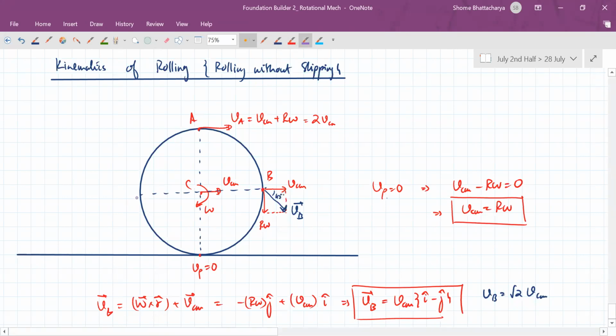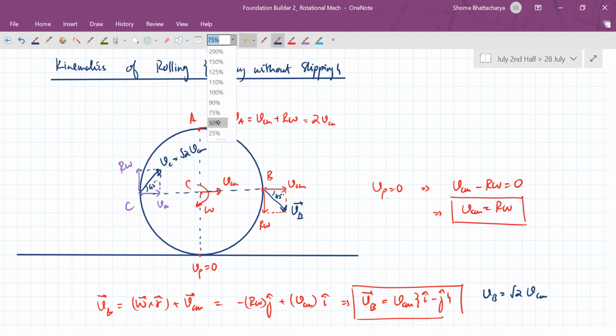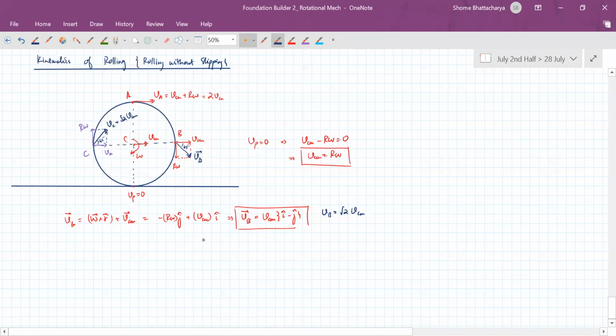Similarly, if you talk about this point here as C, for this point C, R omega is in this direction, whereas VCM is like this. So the net velocity of this point will also be like this. It will be root 2 times VCM, and this angle will also be 45. Okay. That same kind of logic. So these are a few of the special points. Okay.